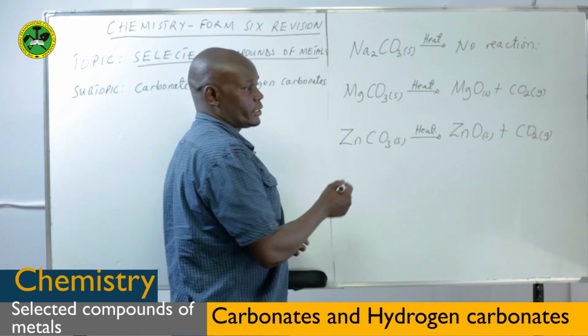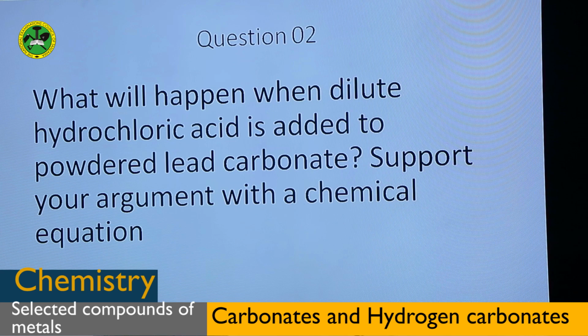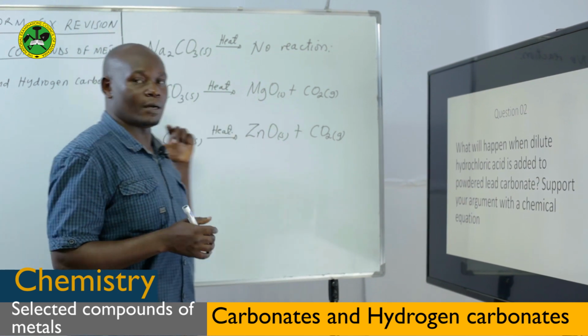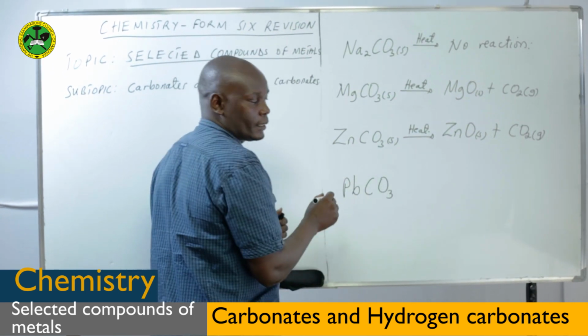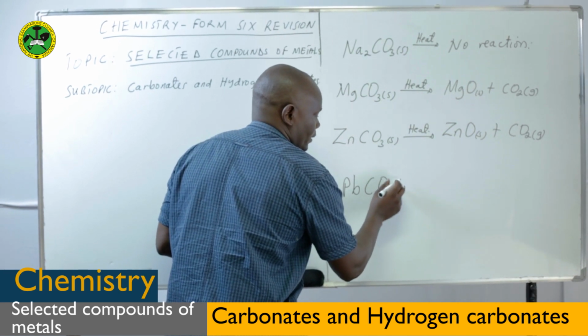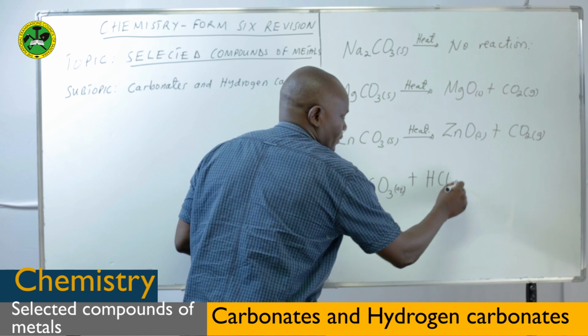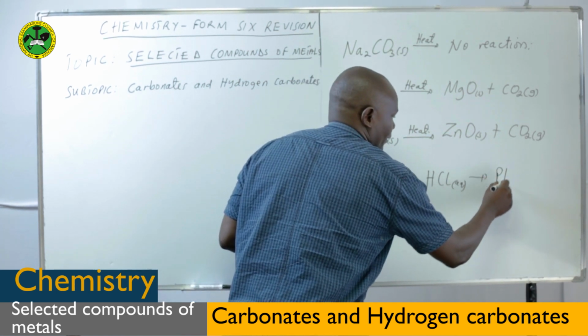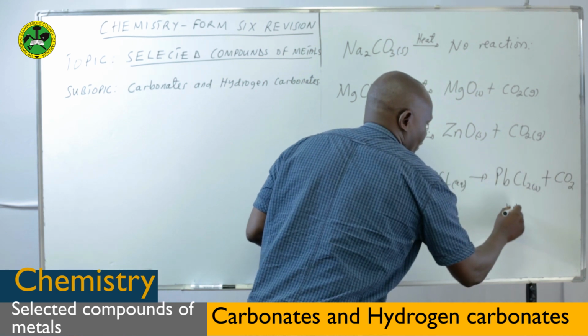Now let us go and consider question number 2. Question number 2 is: what will happen when dilute hydrochloric acid is added to powdered lead carbonate? Support your argument with a chemical equation. The question is so simple. If you remember our discussion, we said that lead carbonate, when reacted with dilute hydrochloric acid, leads to the formation of lead chloride, which is solid. Then the other products are carbon dioxide and water.